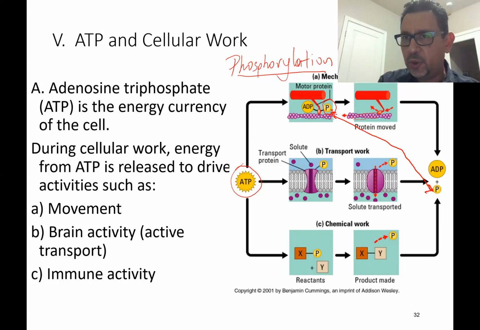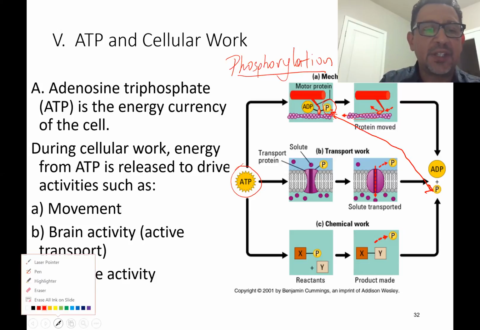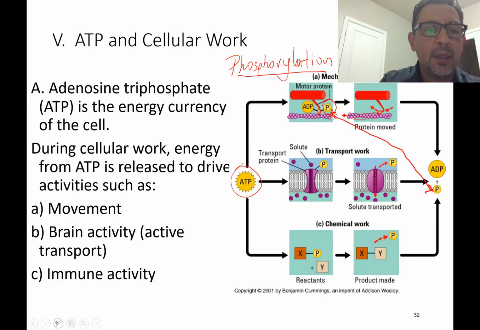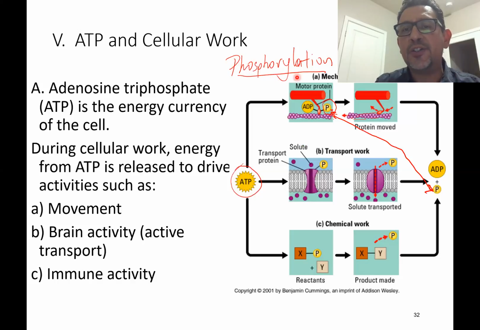So to do this work, cells are going to need special proteins, transport proteins, that are going to be relying on precisely ATP. Here we go, once again, this is our ATP molecule. One of the phosphates from ATP is given to this transport protein, and that is going to be known as phosphorylation.